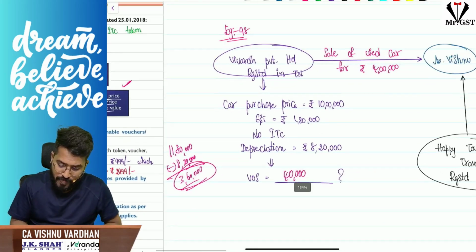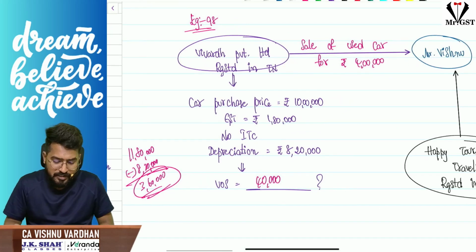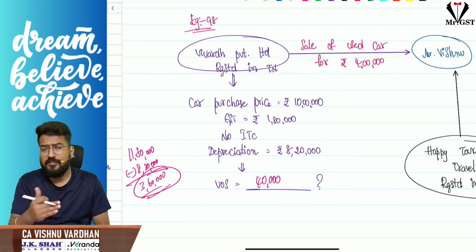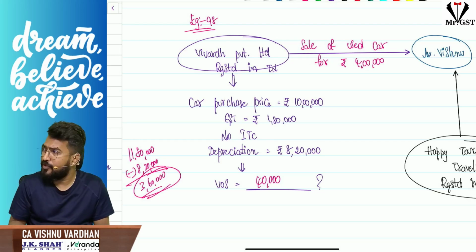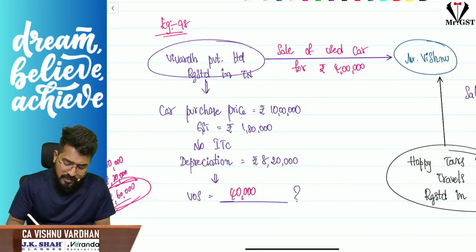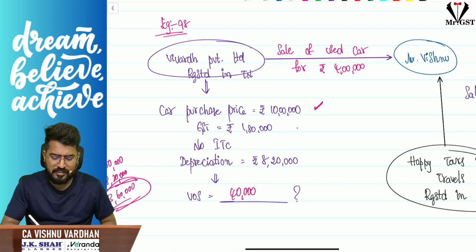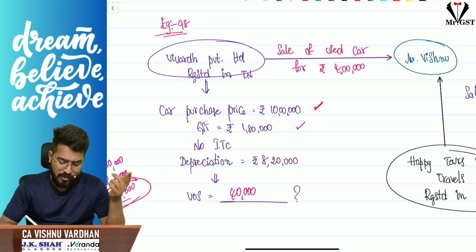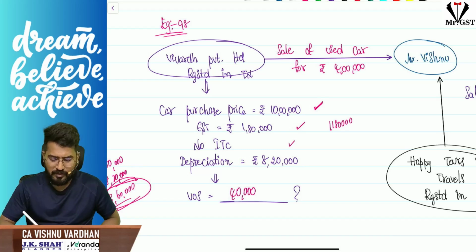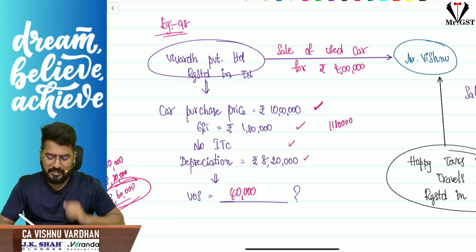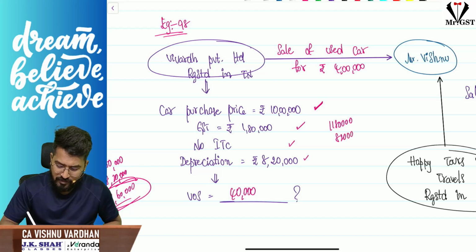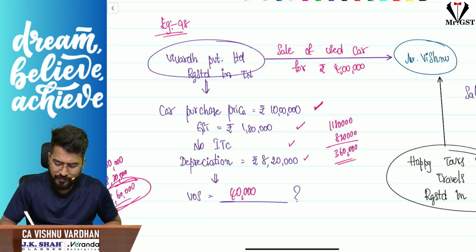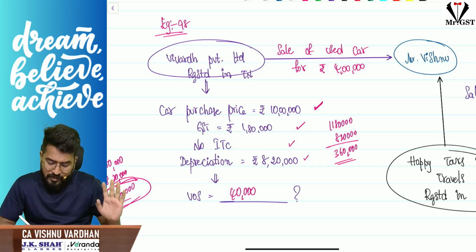See, Vivarth Private Limited is registered in Tamil Nadu, buying the car, using it for business and selling the car to Mr. Vishnu. When they purchased the car, the value is 10 lakhs, GST paid 1,80,000. You know, car purchase is blocked under section 17(5), so we are not taking ITC. We have capitalized the entire amount of 11,80,000. On that, we have already availed depreciation of 8,20,000. That means 11,80,000 minus 8,20,000 is 3,60,000, which will be the depreciated value.